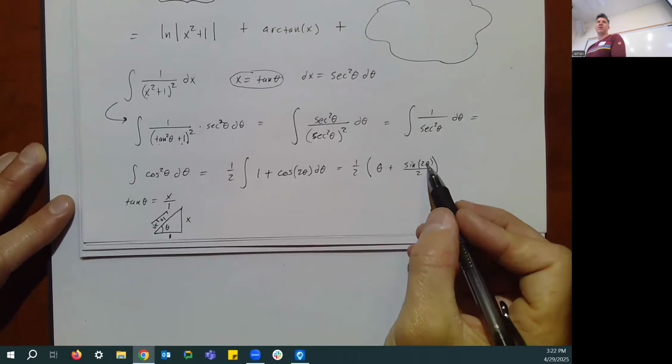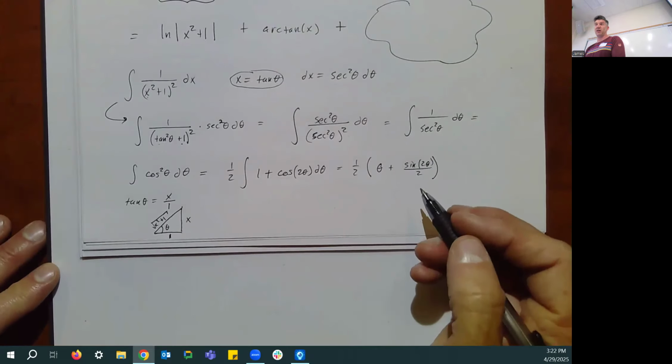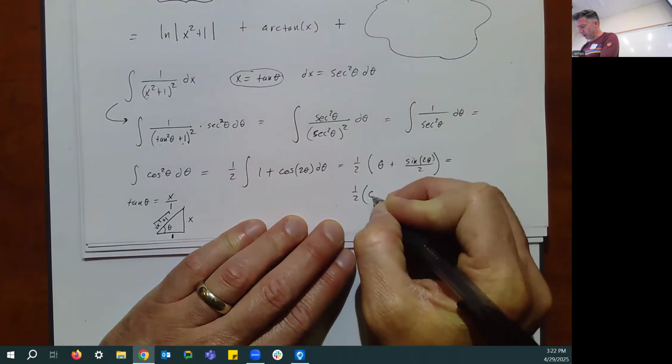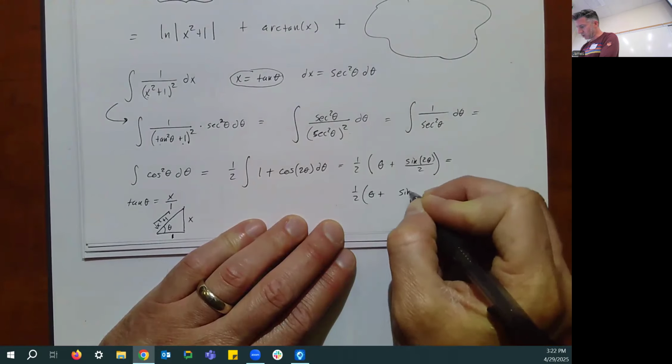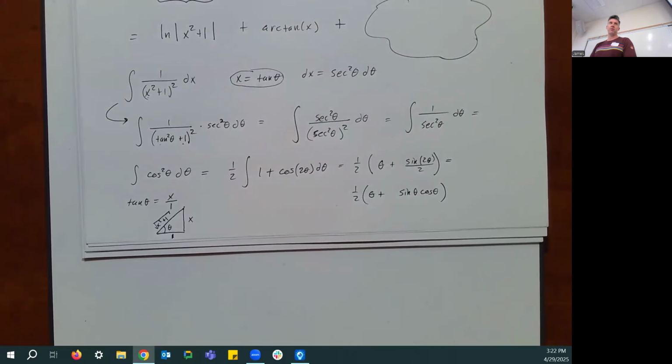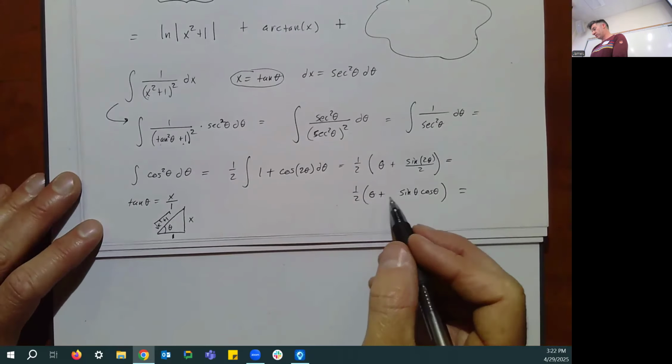But the sine of 2 theta here is problematic. We have to remember that sine of 2 theta is equal to 2 sine theta cosine theta. So this part here ends up becoming 1/2 of theta plus 2 sine theta cosine theta divided by 2, or just sine theta cosine theta.